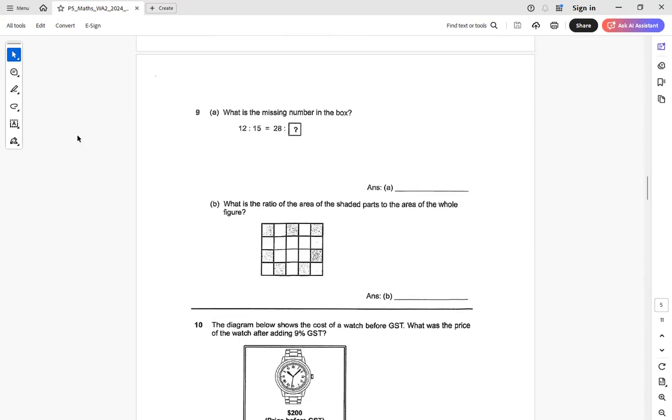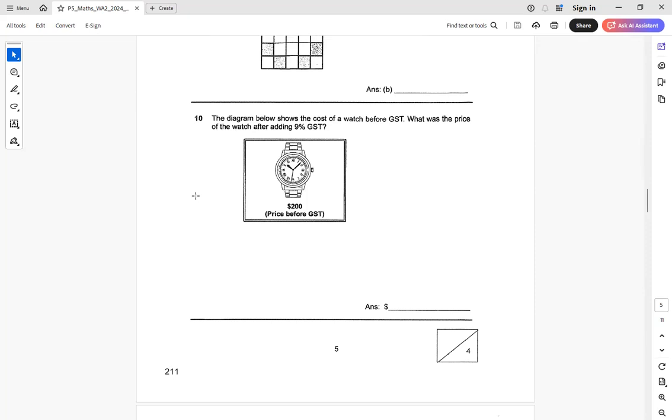Question 9, it's a ratio question, so I will skip that question. We'll move on to question 10. The diagram below shows the cost of a watch before GST. What was the price of the watch after adding 9% GST? You need to know before GST, which is here, $200, is always the original, which is 100%. The base, the original price of a certain item, is always 100%. The question is asking after adding 9%, which is in addition to the 100%. So you're actually looking for 100% plus the 9% GST, which means you're looking for 109%.